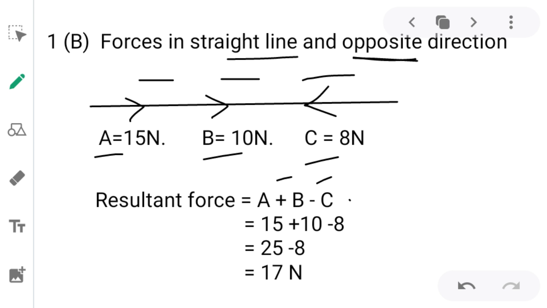So A is 15, B is 10 and C is 8. Minus 8, so totally we will get 17 Newton. The direction of resultant force will be in the direction of A and B only, because C is less than A plus B. So these are the two simple examples of forces in a straight line in same direction and opposite direction.